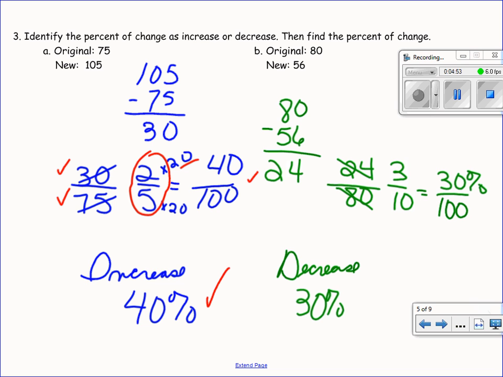In B, the original was 80, the new was 56. So we subtracted to get the difference, of 24. And we put 24 over the original amount. We simplified it to 3 over 10. 3 over 10 in a percent is 30%. So it was a decrease of 30%.